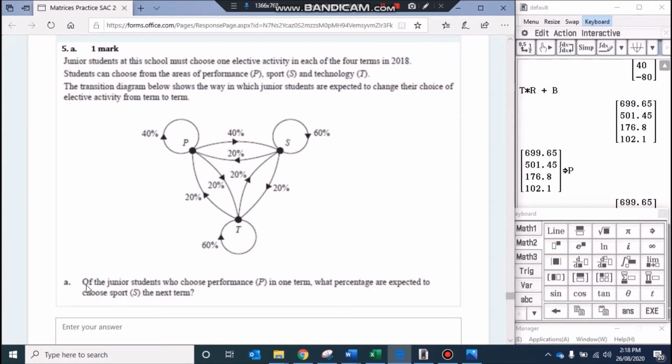Part A says, of the junior students who choose performance in one term, what percentage are expected to choose sport the next term? So we're just trying to interpret this diagram. So if they choose performance one term, the percentage that then go to sport, so we're looking at the arrow that goes from P to S, we can see that's clearly 40%.